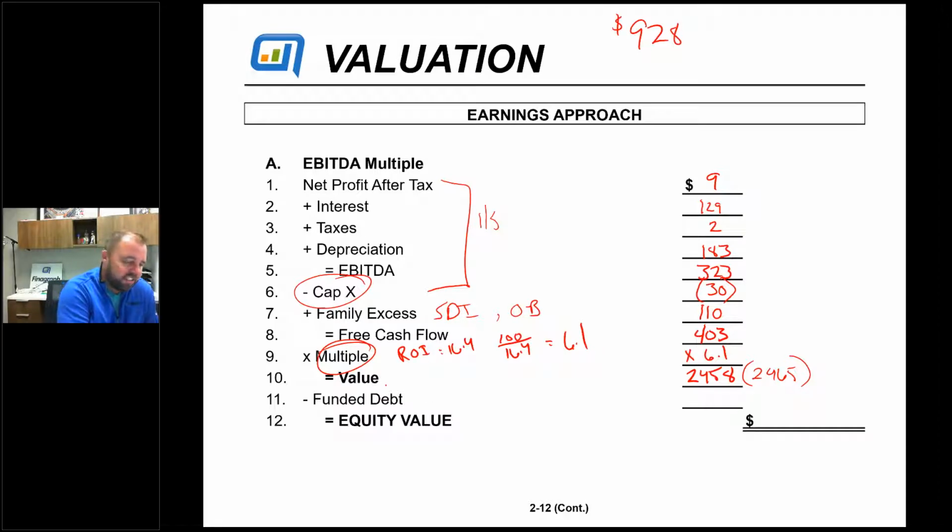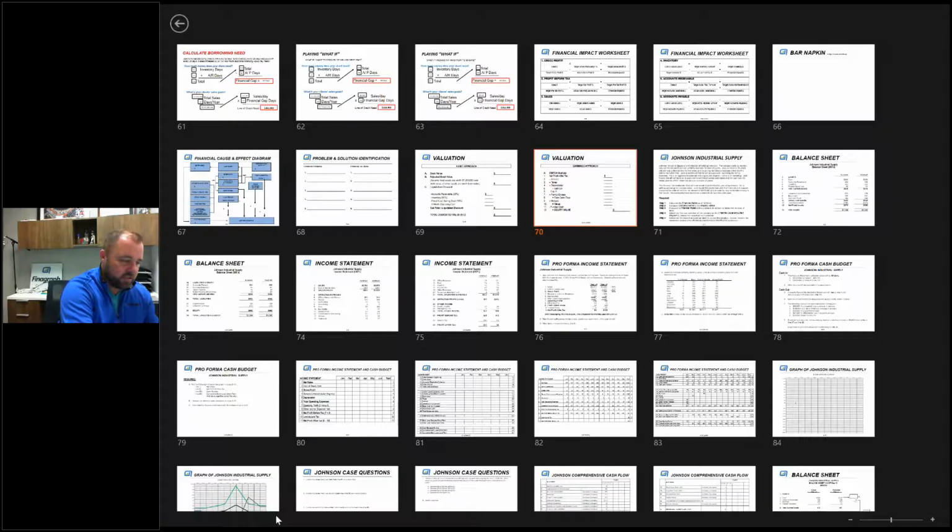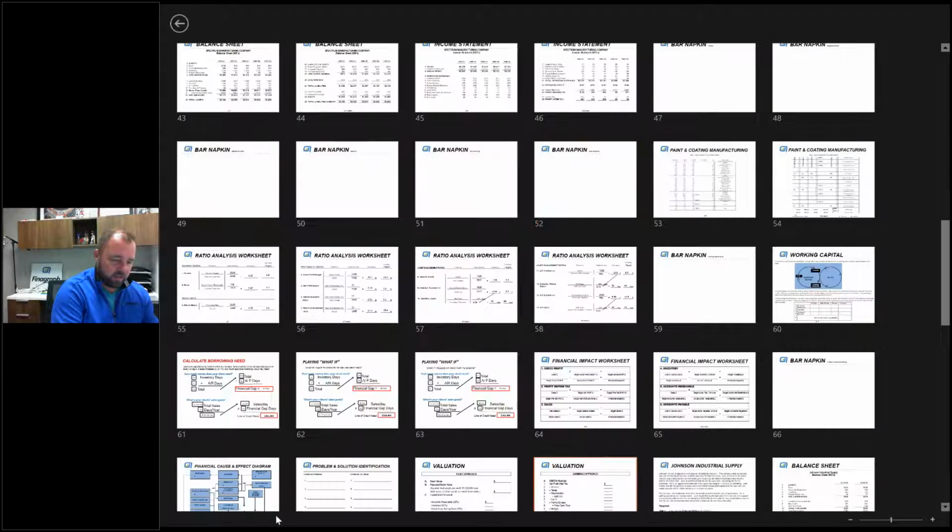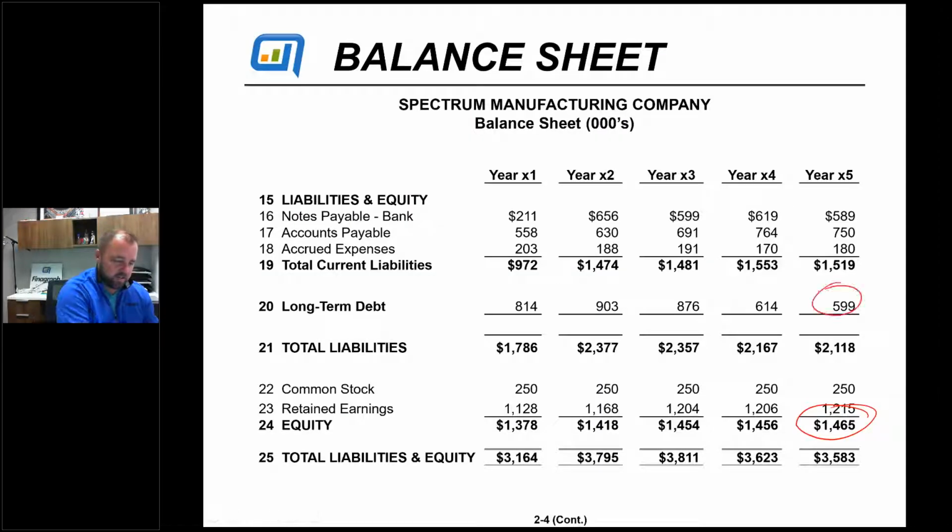It says funded debt. Now remember, we take current assets and pay off current liabilities. We take the long-term assets when we sell it, the gross fixed assets, and pay off the debt. We owe $599 in long-term debt, right? And I'll show you what that means there. In long-term debt, back on the balance sheet, we have long-term debt of $599, year 5. So we have to pay that off.